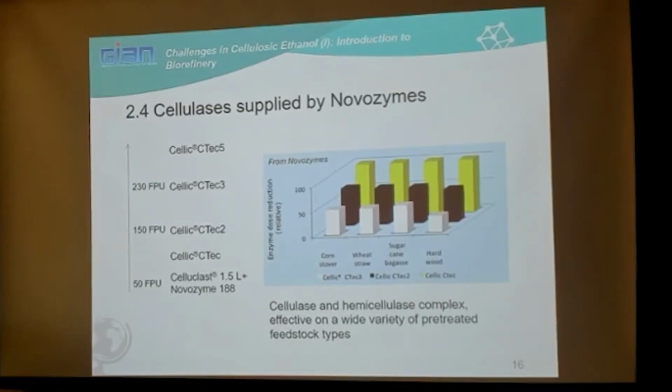Around 2010, they produced CTEC2. CTEC2 has a very high FPU, 150. Then in the year 2012, they produced CTEC3. CTEC3 has a much higher cellulase activity. In CTEC3, there are not only cellulases, but also xylanases and other hemicellulases, and also pectinase and some esterase. I heard from the literature they have CTEC5. I don't know, but I did not see any CTEC5 product now.